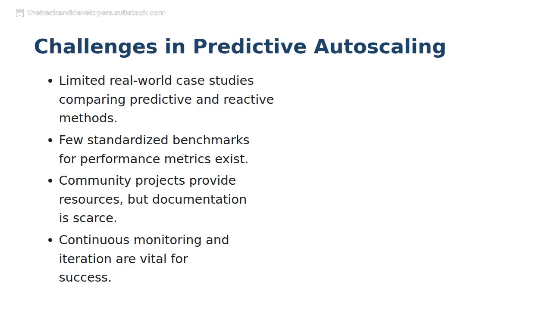Limited real-world case studies exist that compare predictive with reactive autoscaling methods. This lack of comparison makes it difficult to assess their effectiveness. Additionally, there are few standardized benchmarks for performance metrics, leading to inconsistencies. While community projects offer valuable resources, documentation often falls short. Therefore, continuous monitoring and iteration are essential to refine and improve predictive autoscaling strategies effectively.